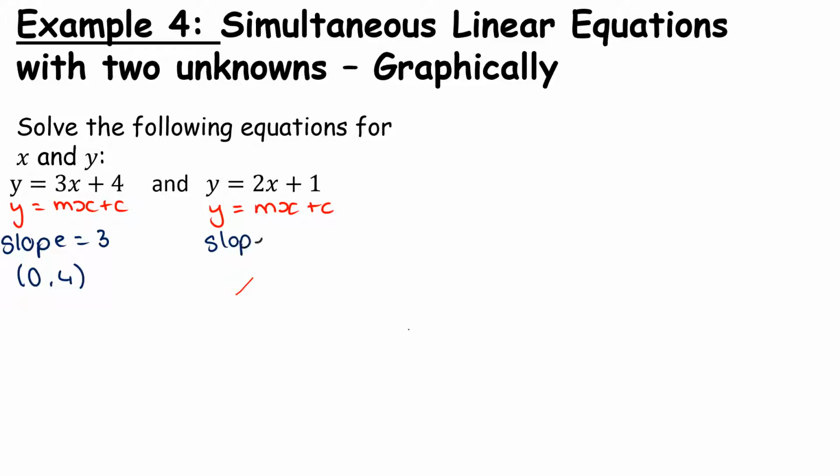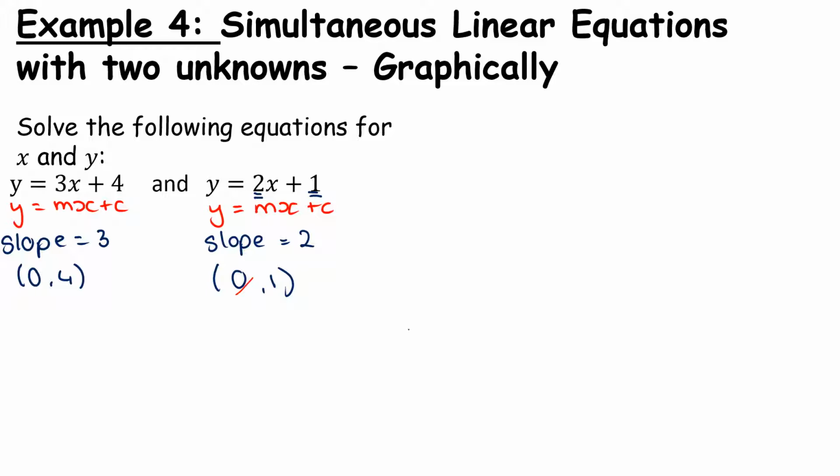Similarly here, my slope is 2, so the number just in front of the x. And my y-intercept is (0, 1), based on that c. So when I have linear equations, I know two things very quickly. I know the y-intercept and I also know the slope. You could also work out a second point depending on how you like to plot these.